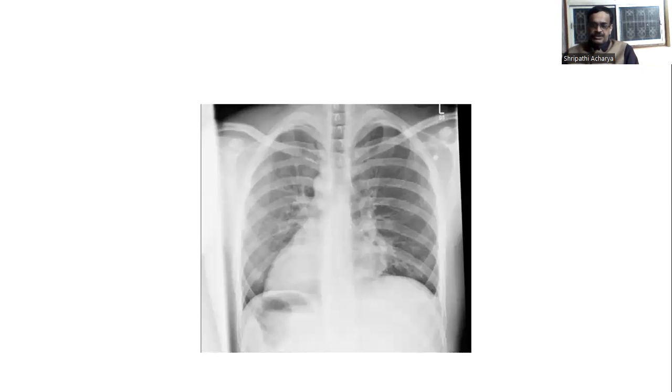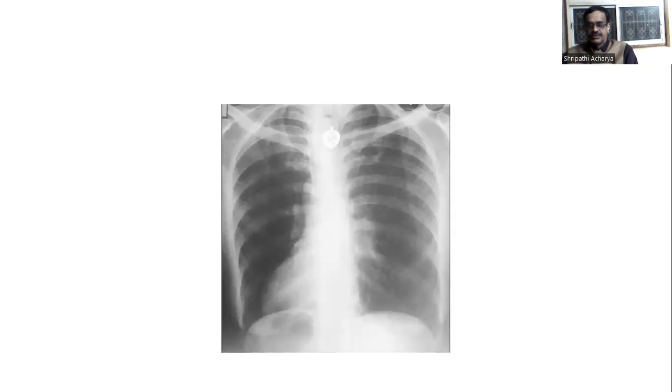This is a patient of dextrocardia with situs inversus. You can see the heart shadow in the right side, the cardiac apex in the right side, and the stomach air bubble is in the right side. Instead of the stomach shadow in the left side, here the stomach shadow is in the right side, and the liver shadow in the left side. Just the reverse. This is the condition of situs inversus. So dextrocardia with situs inversus.